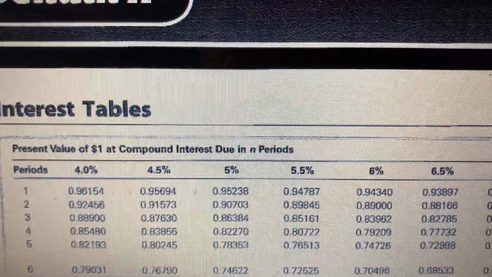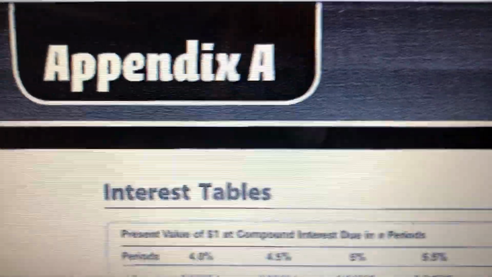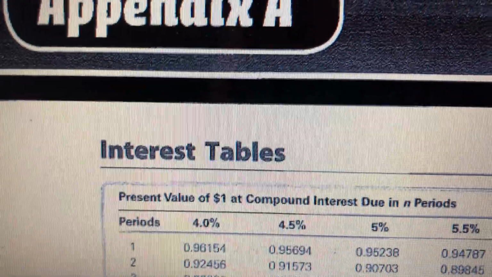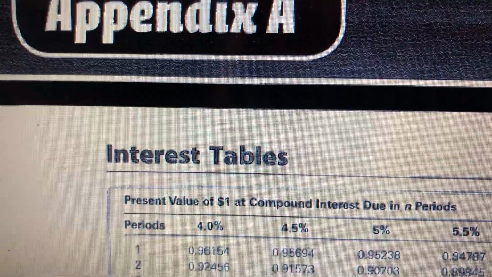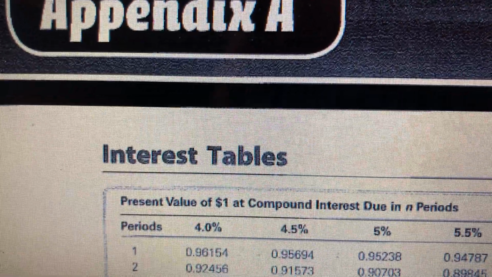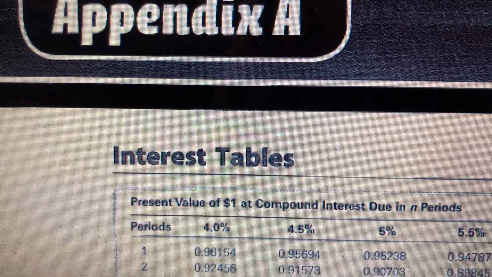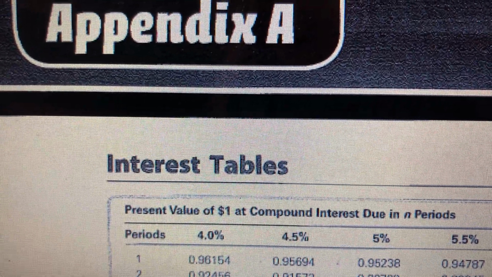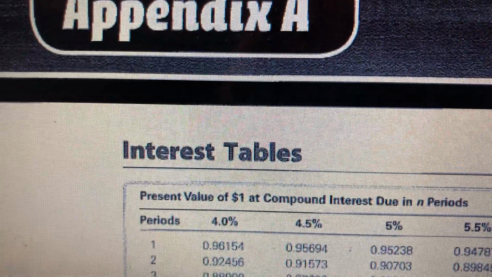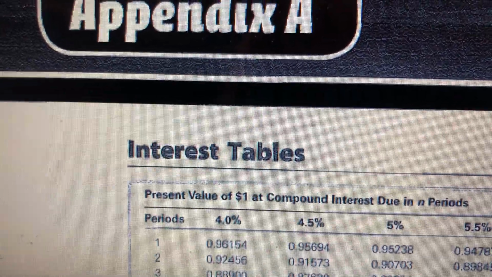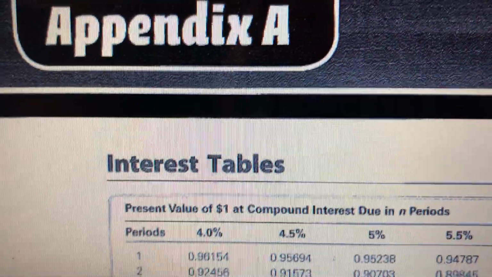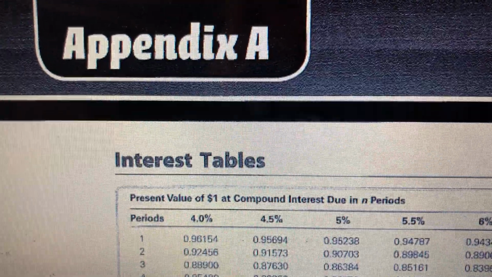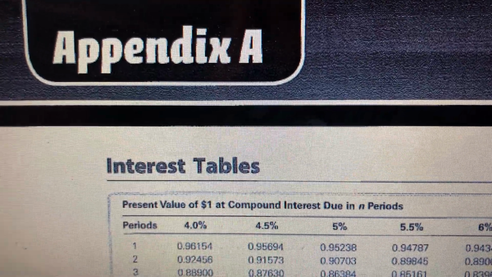In the middle you have an interest factor. So for instance, if you're looking at one period of time, whether that be a year or a month or whatever, at 4%, you're looking at a factor of 0.96154. Now, there's a complicated equation that shows you how to get that. We're not going to get into it. If you have a financial calculator, it would automatically do this for you.